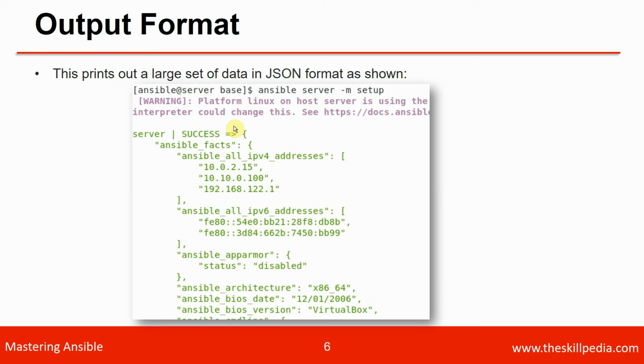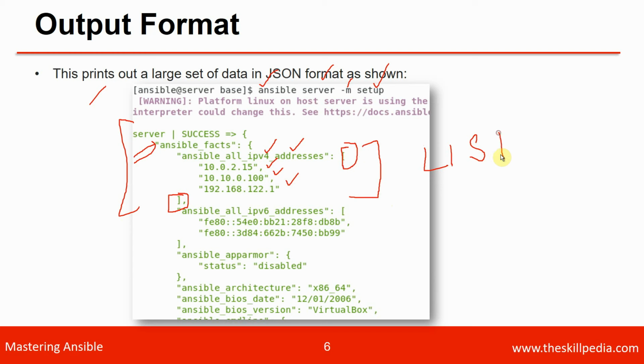And this is the screen grab of the output, like an Ansible server -m setup. This is how you gather the information, this is how you capture the information. So Ansible facts start from here. ansible_all_ipv4_addresses, and you see here square brackets. Whatever you see in square brackets, you will find comma separated within double quotes. So there are three elements in this list. Whenever you see the elements in square brackets, we call that a list. That's a data type in Ansible.